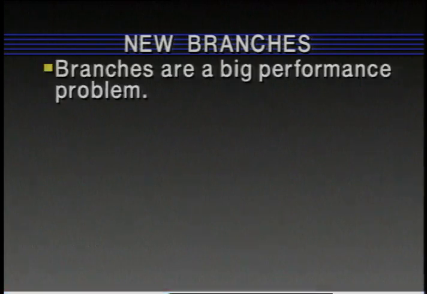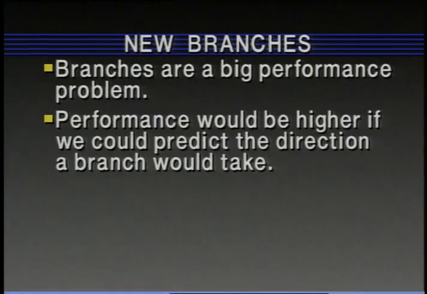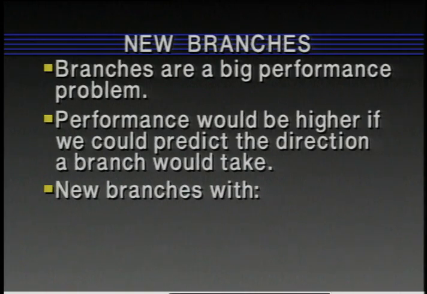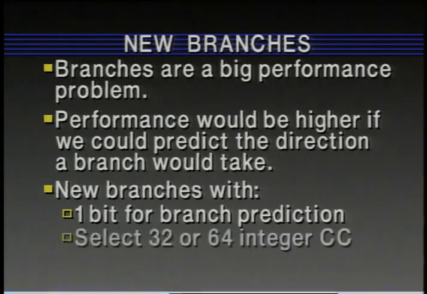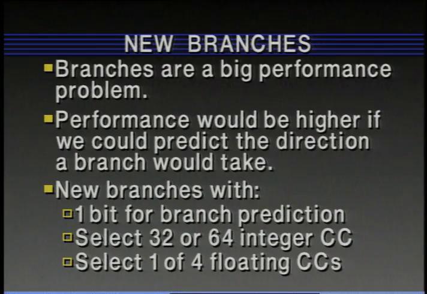Branch instructions is something else we thought a lot about, and the reason is simply because branches are a big performance problem for any modern machine. Performance would clearly be higher if we could predict what direction a branch was going to take. So what we've done is to implement a number of new branch instructions, and in each of these instructions we have 1 bit set aside for branch prediction. This 1 bit can be set by the compiler when the program is generated, or set in some other fashion by software. The new branches also allow you to select between 32 or 64-bit condition codes, or to select one of the new 4 floating point condition code registers.